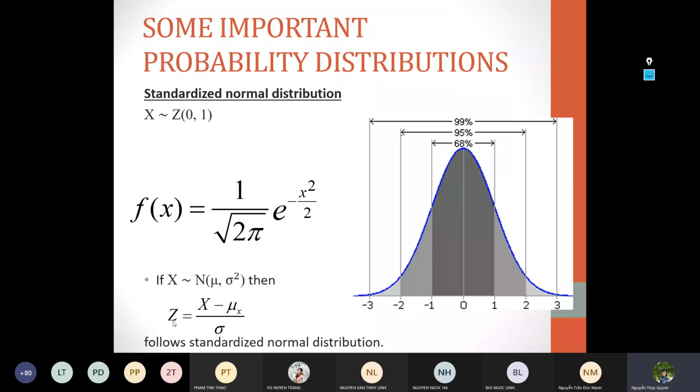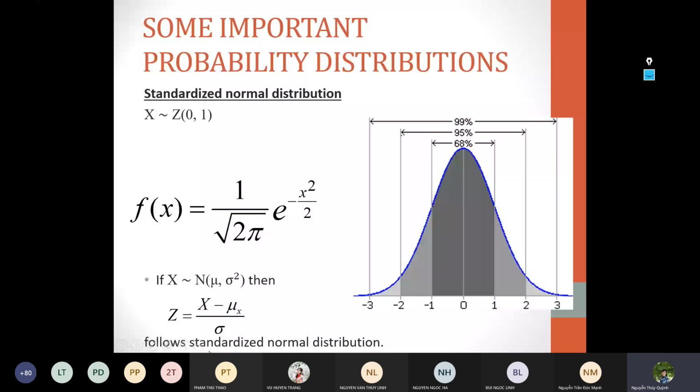If we use this formula to calculate z, then we have a lot of z, because we have a lot of observed values of x. Each observed value of x will have a corresponding value of z, and the z variables will follow a standardized normal distribution. But remember that in this case, we know the exact value of sigma square, the variance of the population.